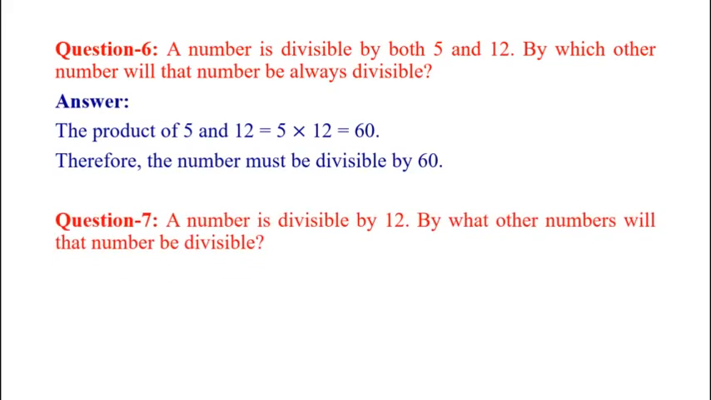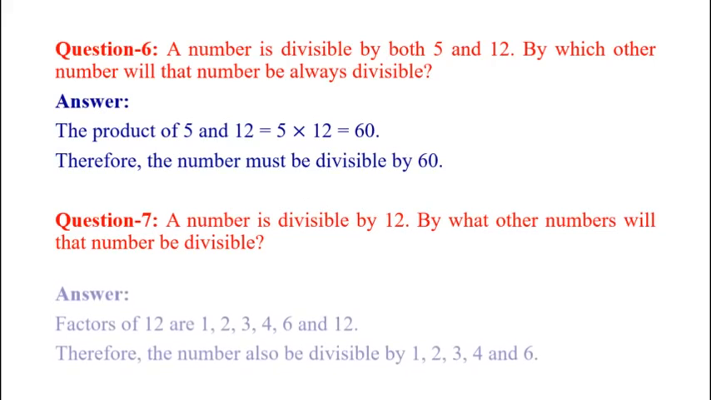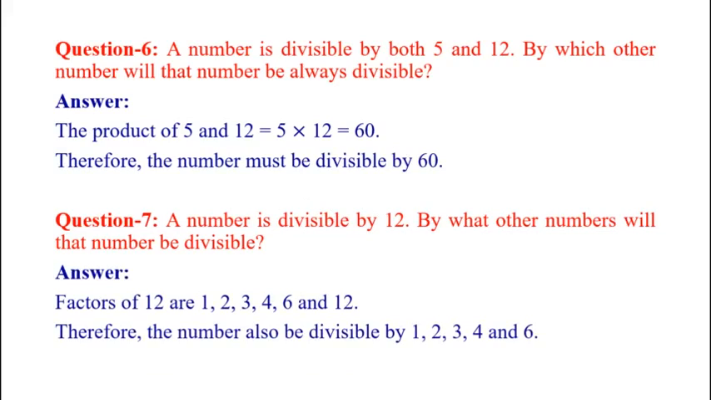Then question number 7. A number is divisible by 12. By what other numbers will that number be divisible? So, answer, factors of 12 are 1, 2, 3, 4, 6 and 12. Therefore, the number which is divisible by 12 will also be divisible by 1, 2, 3, 4 and 6.